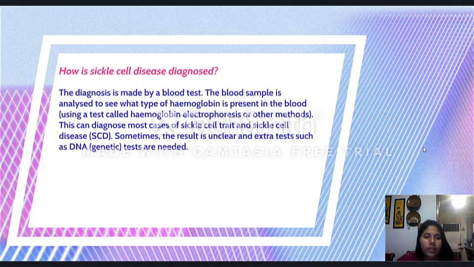How is sickle cell disease diagnosed? Diagnosis is made by a blood test. The blood sample is analyzed to see what type of hemoglobin is present in the blood, using a test called hemoglobin electrophoresis or other methods. This can diagnose most cases of sickle cell trait and sickle cell disease. Sometimes the result is unclear and extra tests such as DNA genetic tests are needed.